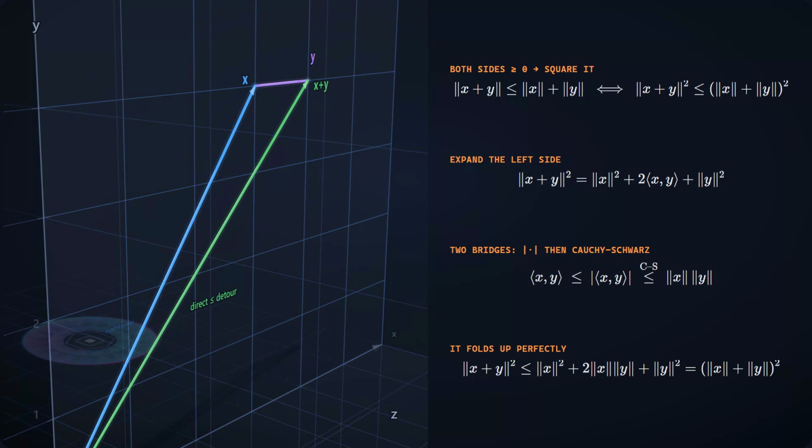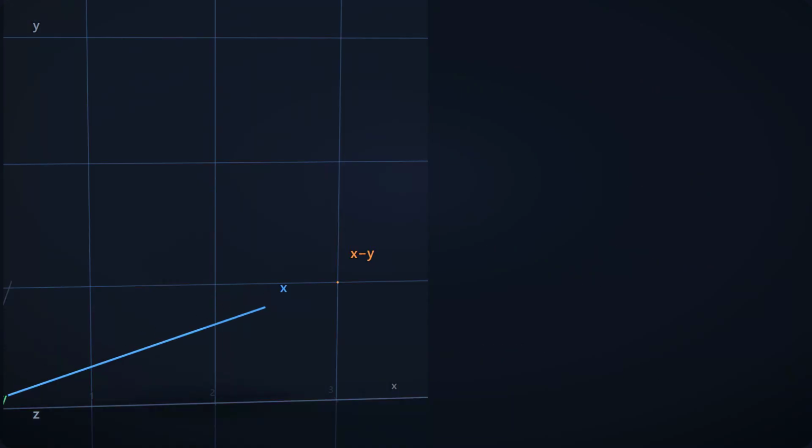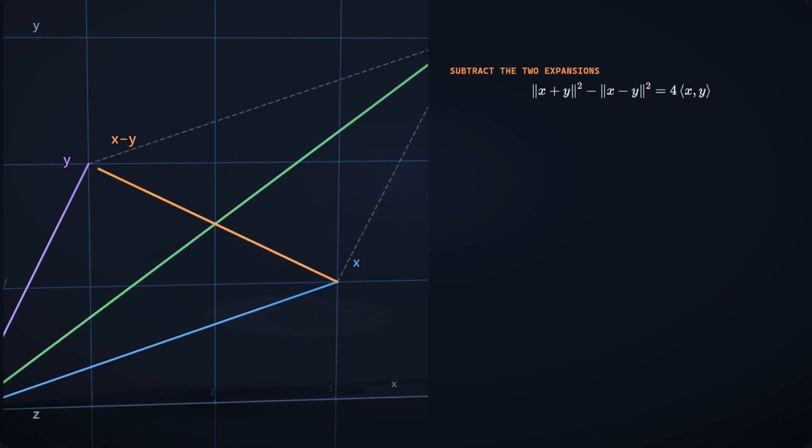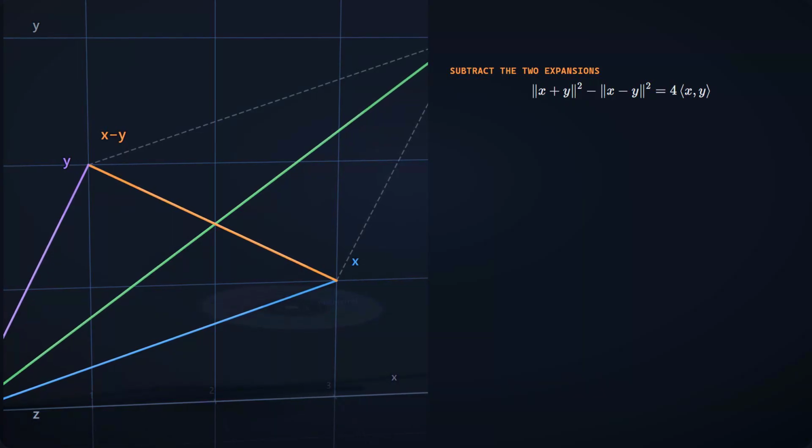Those same two expansions hide something deeper. Draw the parallelogram spanned by x and y, and look at its two diagonals, the sum, in green, and the difference, in orange. So the two diagonals of one parallelogram are exactly x plus y and x minus y. That's a satisfying picture. Now subtract their squared lengths. The norm squared terms cancel, but the two middle terms don't, they double up. You're left with 4 times the product of x and y. So you can recover the product from lengths alone.